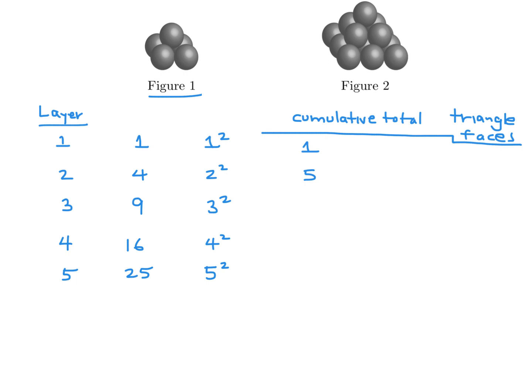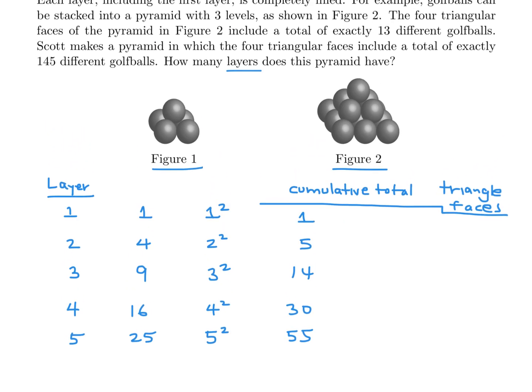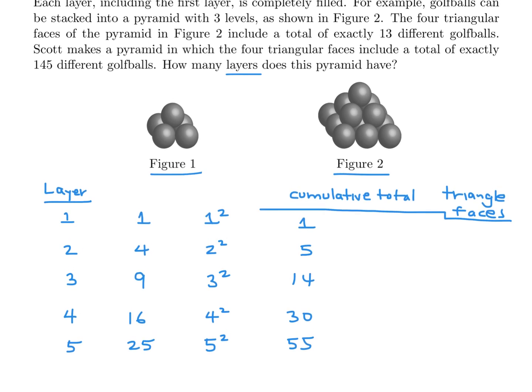If it's 3 layers, which is what figure 2 is, then it would be 9 plus 4 plus 1, correct? And that's 14, I believe. And then similarly, you just add them up. This is going to be 30, and that's going to be 55. Now, the question, if you go back to the question, they, unfortunately for us, are not talking about cumulative total. What they're talking about is the triangular faces.